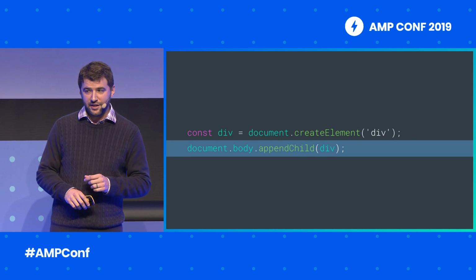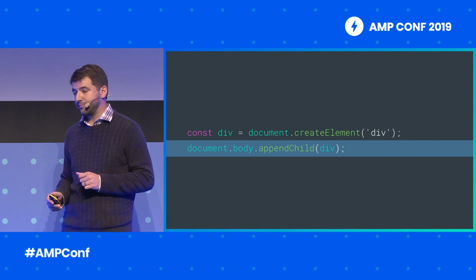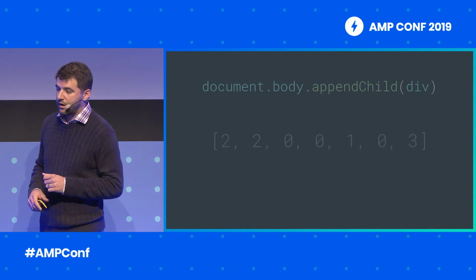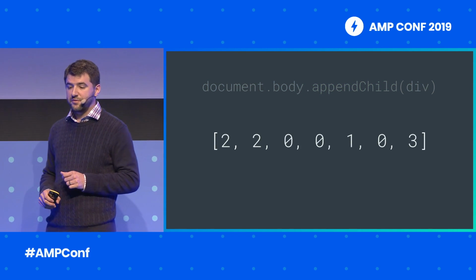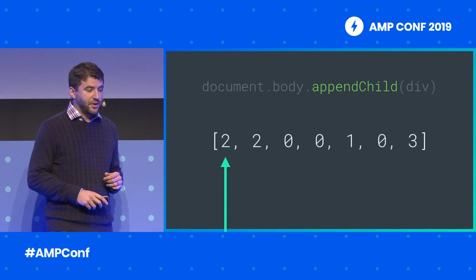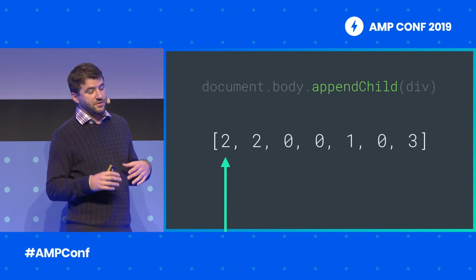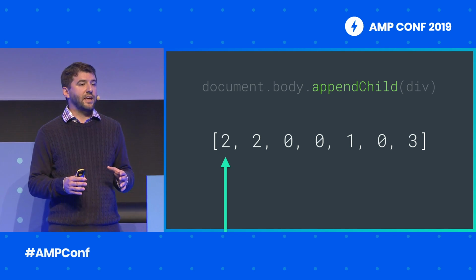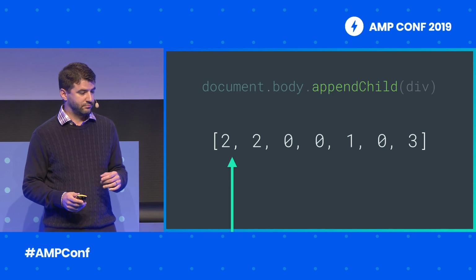Now we're on to appending that child to the document body. So how do we do that? Again, we're going to rely on an array buffer to transmit this information. Here we've got the number 2 to begin with. And this number represents the type of operation we're going to be performing. 2 indicates appending a child.